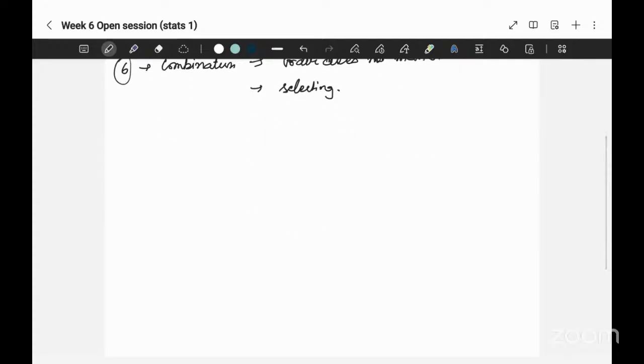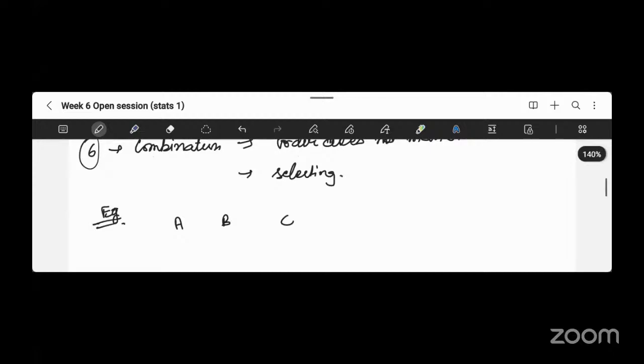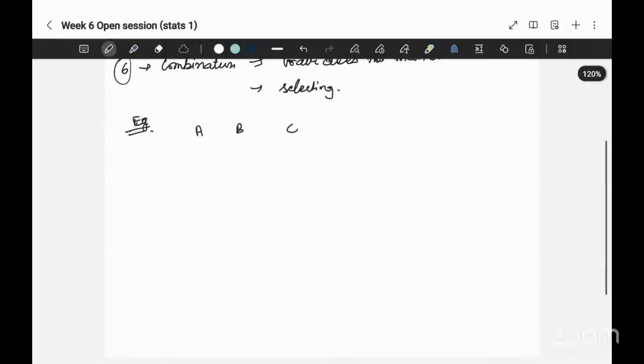Now let's suppose we have three students, A, B and C. We have to choose two people at a time. Can you tell me what all possible combinations we can have? We can have AB. We can have AC. We can have BC. These are the combinations that we can have, correct? Yes, ma'am.